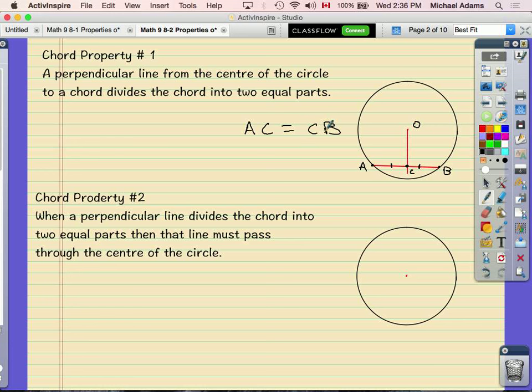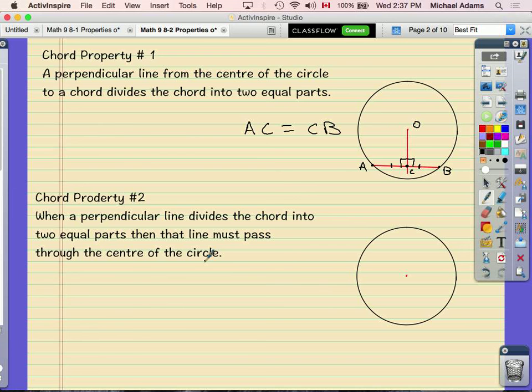What's also important to understand is that this angle here is 90 degrees. And this angle on the other side is also 90 degrees, because this line from the center of the circle divides the chord into two and it's perpendicular. Understanding that idea leads us to the next part. Chord property number two: when a perpendicular line divides the chord into two equal parts, then that line must pass through the center of the circle.